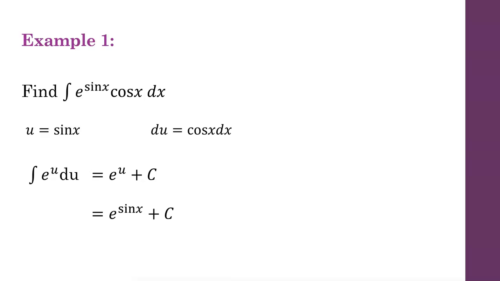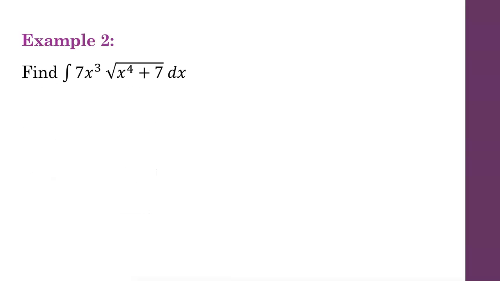Okay, so let's look at a second example. In this example, we're trying to find the integral of 7x cubed times the square root of x to the fourth plus 7. And once again, notice that 7x cubed is a multiple of the derivative of x to the fourth plus 7. So if we use u to be x to the fourth plus 7, then we'll be able to use the x cubed part as the derivative of x to the fourth plus 7.